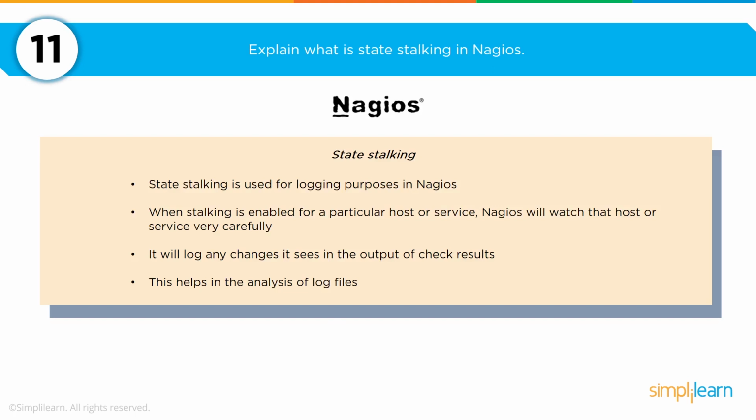So finally, explain what state stalking is in Nagios. There are really four options here when you're talking about state stalking. State stalking is used for logging purposes in Nagios. It allows you to enable it for a particular host or service that Nagios will watch over very carefully. It will log any changes it sees in the output of the check results. And finally, it helps the analysis of log files.